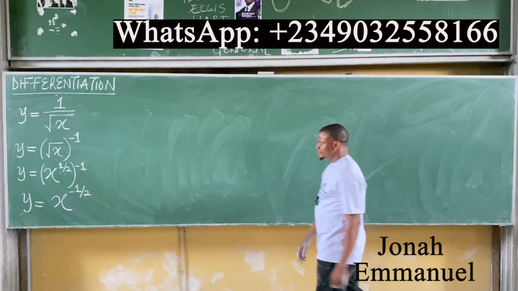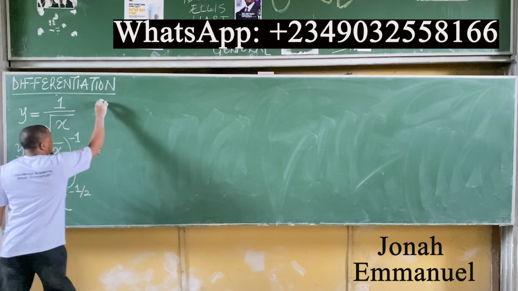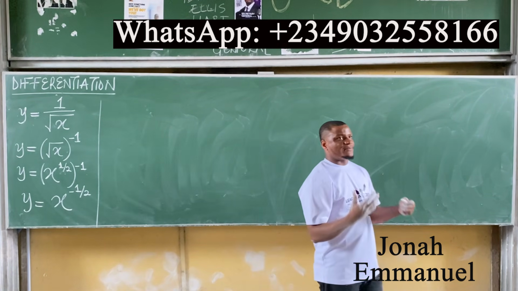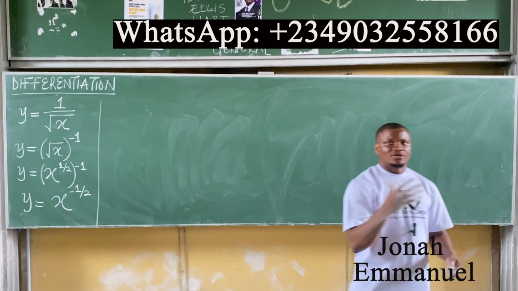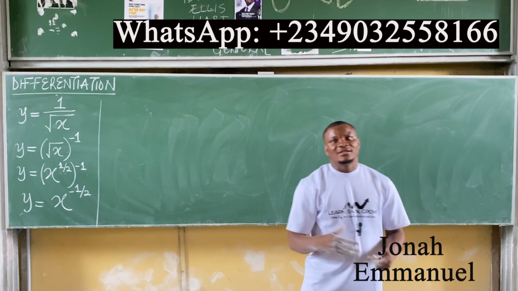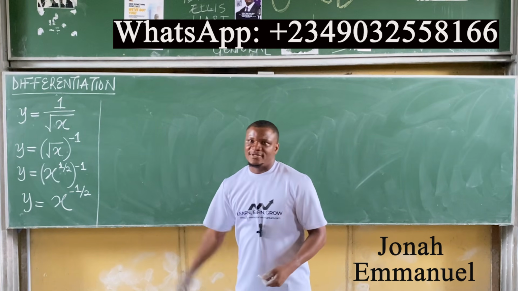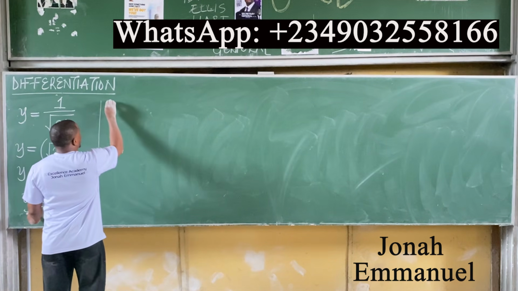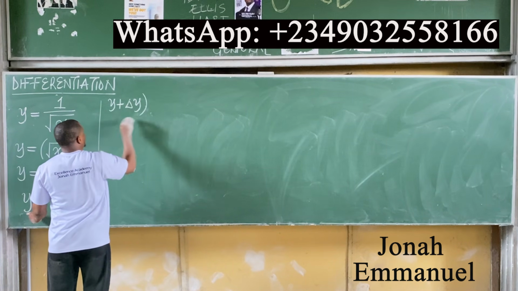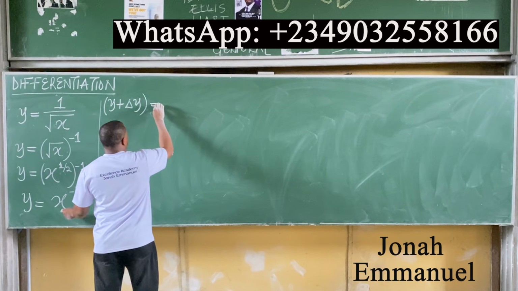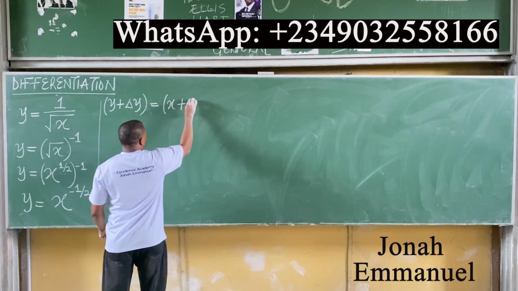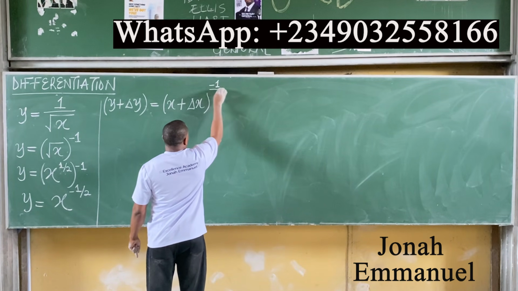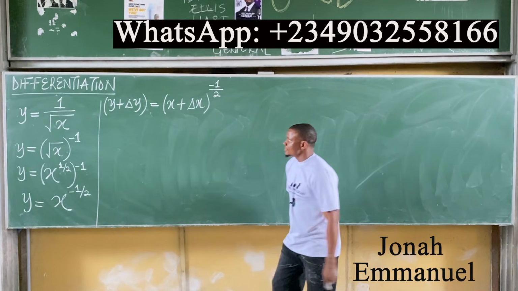Let's now solve this. In solving this, our task is simple. What is the idea behind first principle? To y, add change in y. To x, add change in x. Please listen so that you don't mix it up. So this becomes y. To y, I will add change in y. This is equal to, I have this one here. To x, you add change in x. Raise it to this power, minus 1 over 2. All right. So you have this.